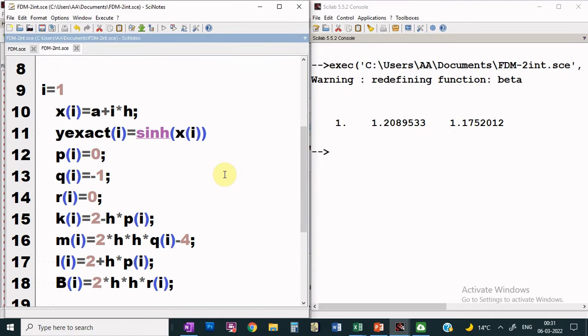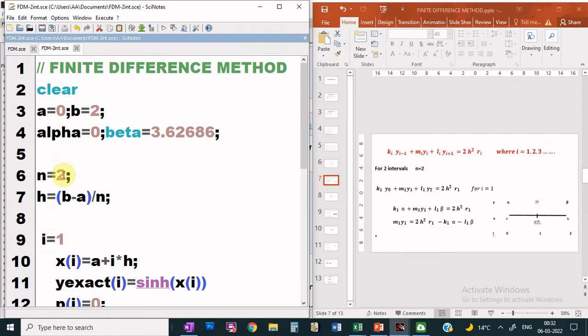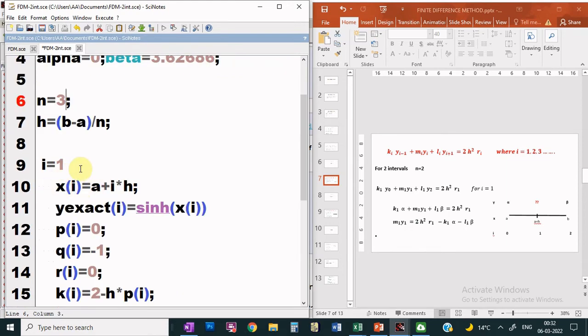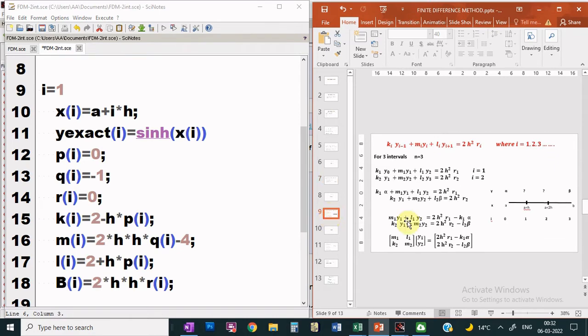Now let us try to write down the program when the number of intervals is not 2 but equal to 3. If we have to write the program for 3 intervals, then we know that the number of grid points will become 2. So we have to compute all these values now for both the grid points, the first grid point as well as the second grid point. And from the PPT we know that we have to make use of these equations.